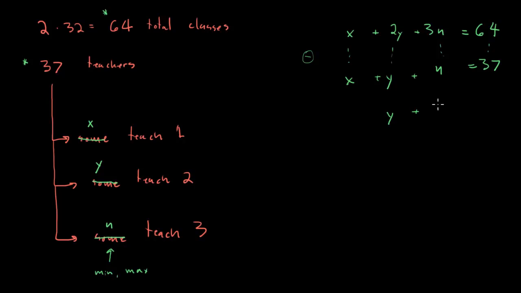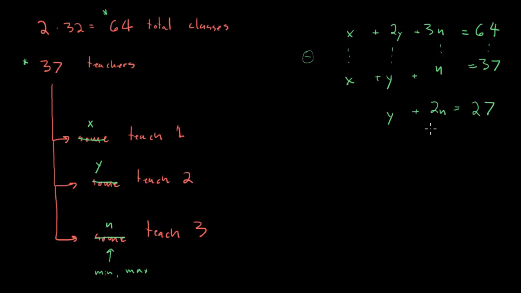3n minus n is 2n. And 64 minus 37 is 27. And that's a much better equation. We're getting a lot closer to something that we can apply some logic to. Although, what is the variable that we ultimately want to apply logic to? Well, ultimately, we want to make some deductions about n.